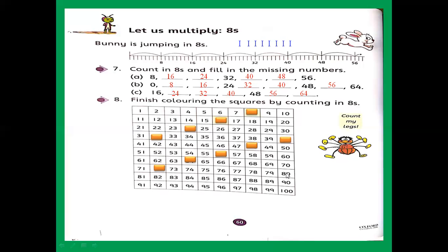1, 2, 3, 4, 5, 6, 7, 8. 80, 80 also is coming in the table of 8. So color 80. Then 81, 2, 3, 4, 5, 6, 7, 8. 88 also comes in table of 8. So color this box.